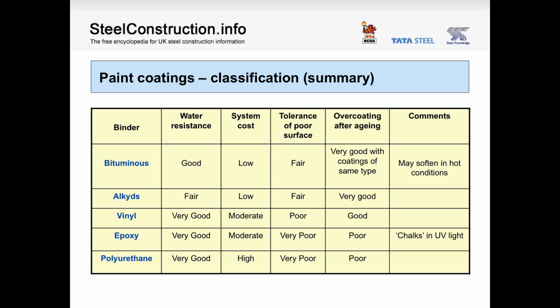Primers for steel are usually classified according to the main corrosion inhibitive pigments used in their formulation, for example zinc phosphate primers and metallic zinc primers. Each of these inhibitive pigments can be incorporated into a range of binder resins, giving for example zinc phosphate alkyd primers, zinc phosphate epoxy primers, etc. Intermediate and finish coats are usually classified according to their binders, for example epoxies, vinyls and urethanes.